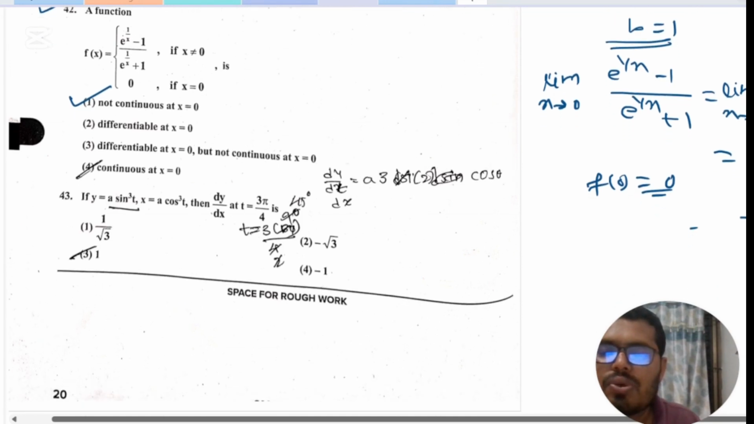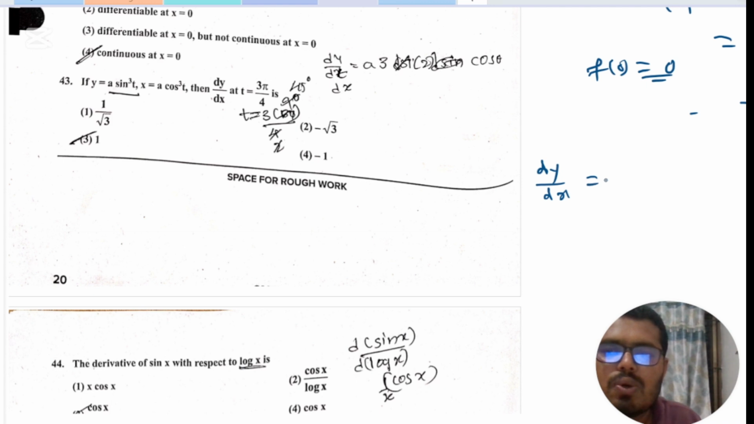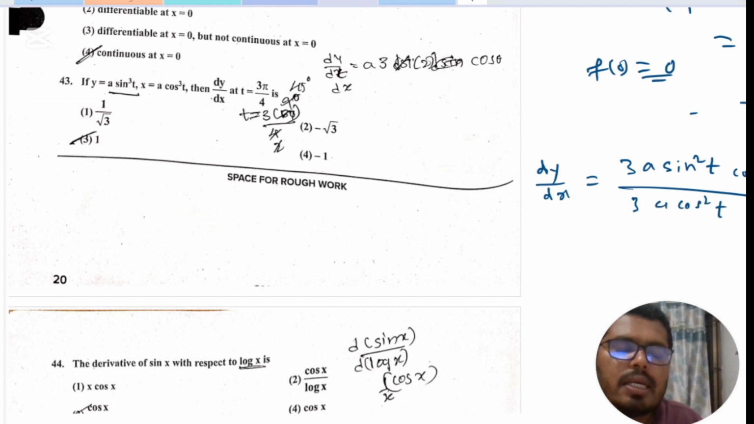Okay. Next, question number 43. They asked for dy by dx at 3 pi by 4. So find the derivative with respect to t. dy by dx is equal to 3a sin square t, derivative of sin t is cos t, divided by the derivative of a cos cube t, which is 3a cos square t, derivative of cos t is minus sin t. 3a gets cancelled, sin t cos t gets cancelled. Therefore we get minus tan t.